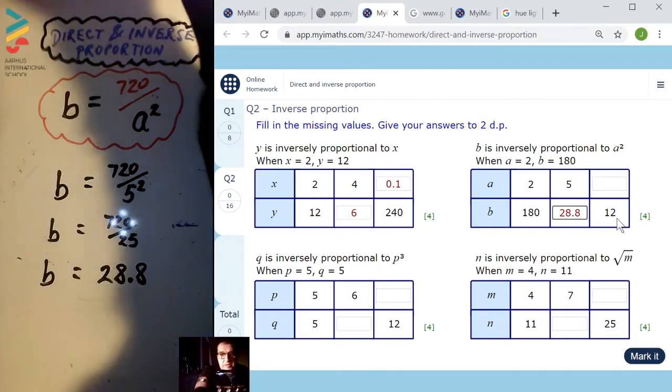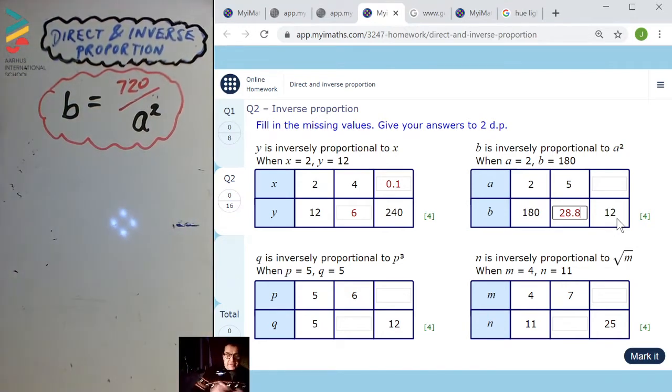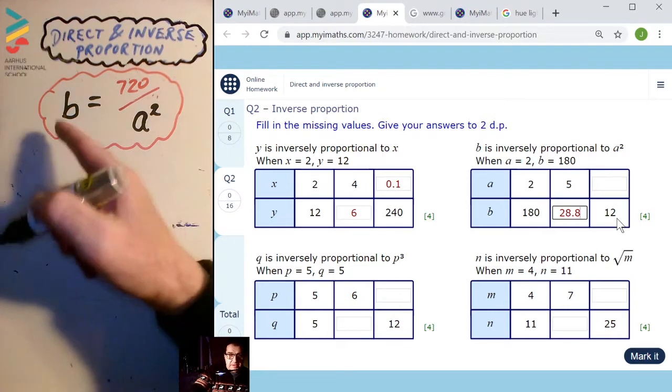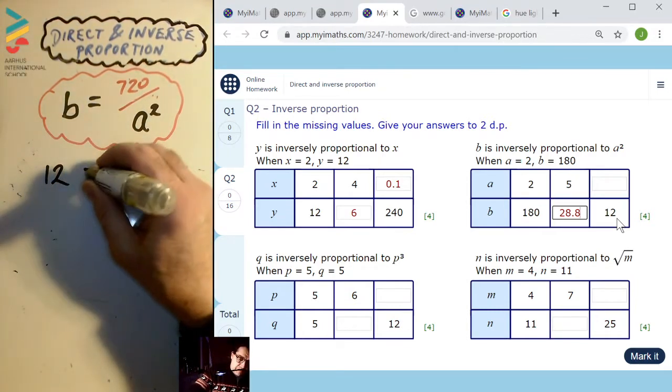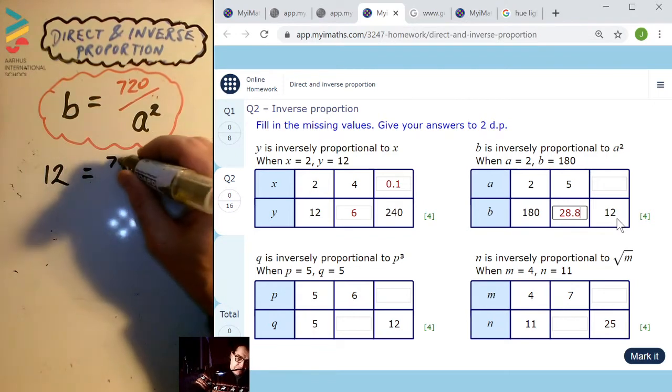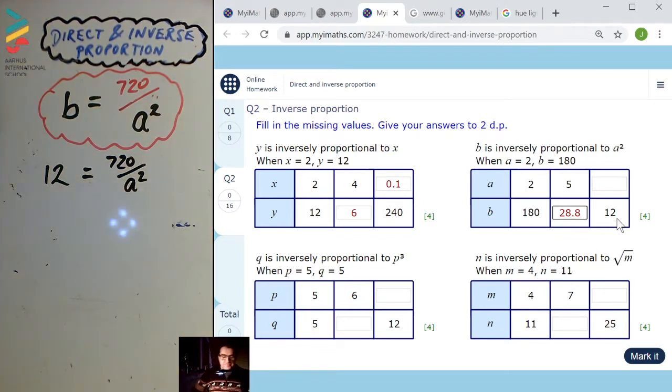And then the next bit is we need to figure out what a is when b equals 12. Okay, so once again I'll just take my basic relationship between a and b that I've figured out and stick the number in that we know, which is 12. So 12 equals 720 divided by a squared, and we'd like to figure out what a is.